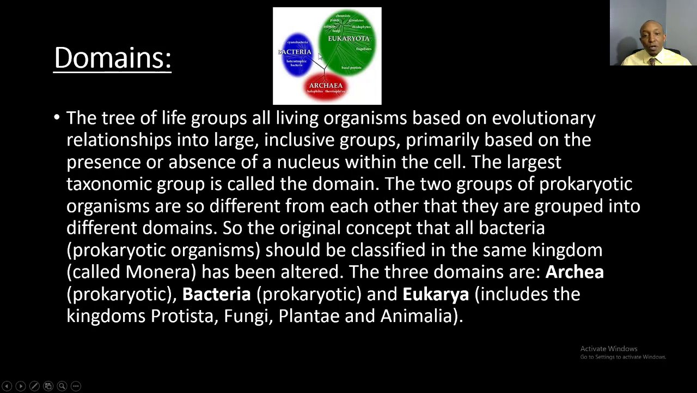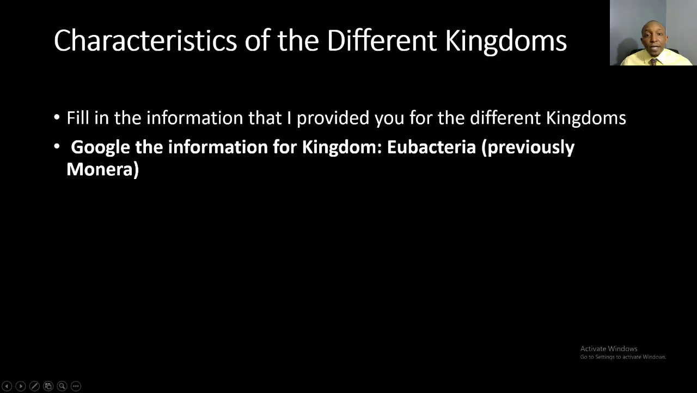So we have a picture of it up above. If you notice, we have Archaea, we have Bacteria, and we have Eukaryota all listed up above. And these are the three major domains of life. So now let's complete an activity on the characteristics of the different kingdoms. You're going to fill in the information that I provided you for the different kingdoms. You're going to Google the information for the kingdom Eubacteria, previously known as Monera.